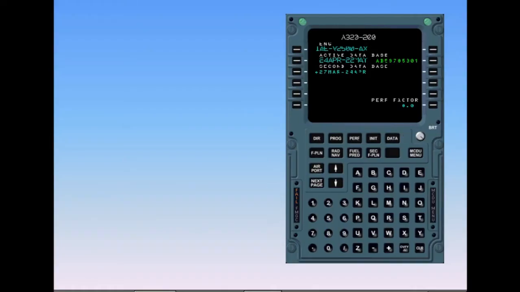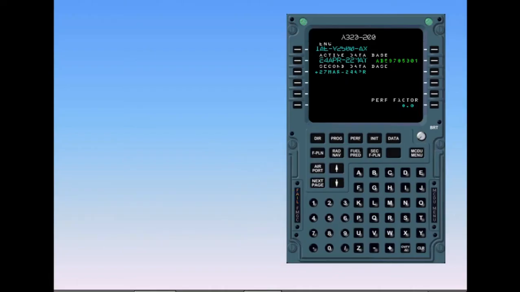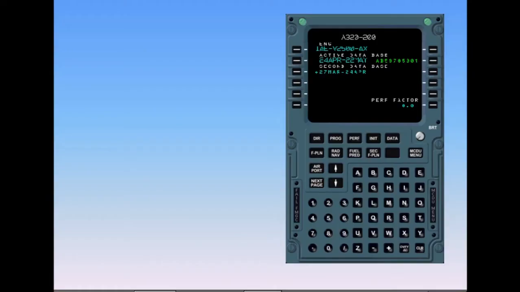Should an FMGC fail, an amber fail light illuminates on the FMGC. If you are accessing another system through the MCDU, such as ACARS, and the FMGC needs your attention, a white light illuminates. During flight, should a system other than the FMGC request your attention, the MCDU menu light will illuminate.